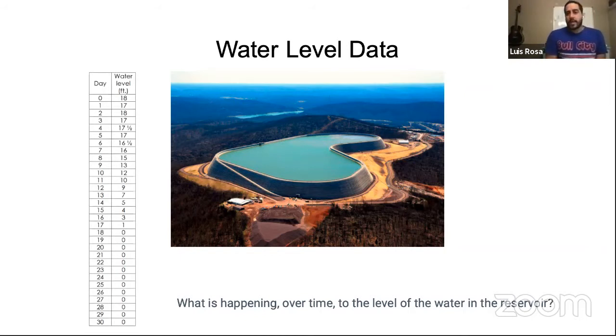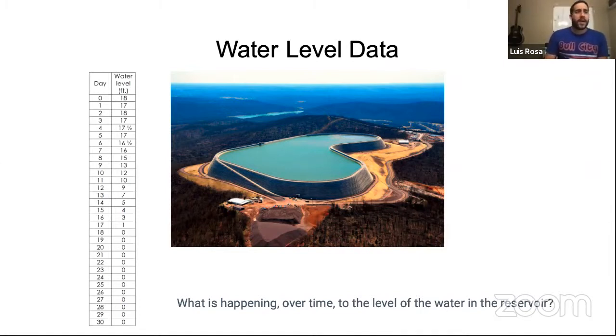So as a class, you probably discussed a lot of the stuff that is happening here. You look at this chart that they posted on the left-hand side of the screen, and you can see that it has 30 days, and then it has the water level by feet. So the question that was asked was, what is happening over time to the level of the water in the reservoir?